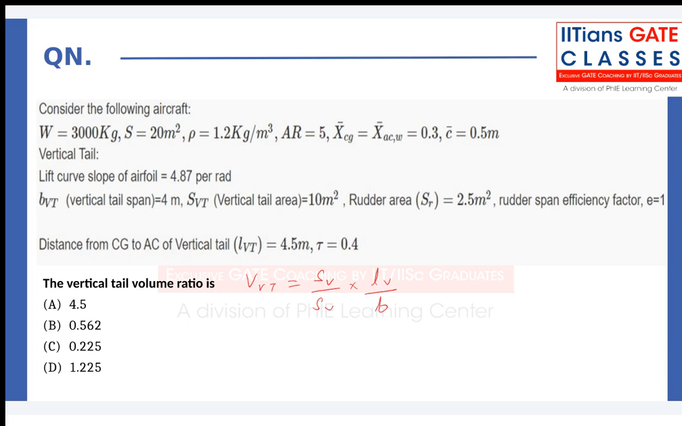I think Alvin has got the right answer, C. What about the others? Just try doing it now that you know that it is B. Denominator is B. We need to find out B. So rest of the quantities are given to you. Area is 10. This area is 20. LV is directly given to you as 4.5. Now find out the span of the wing.